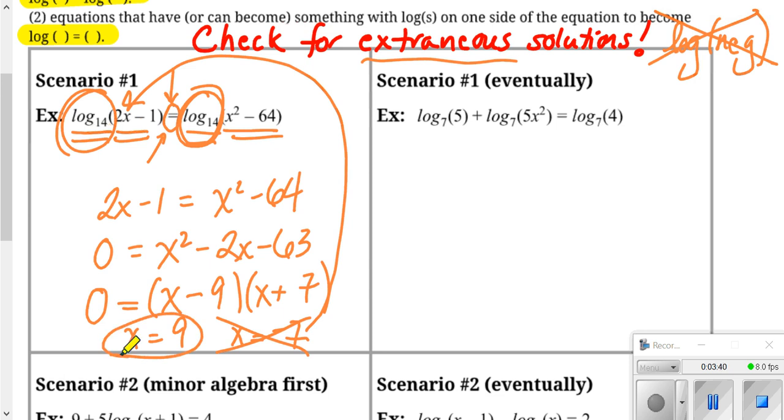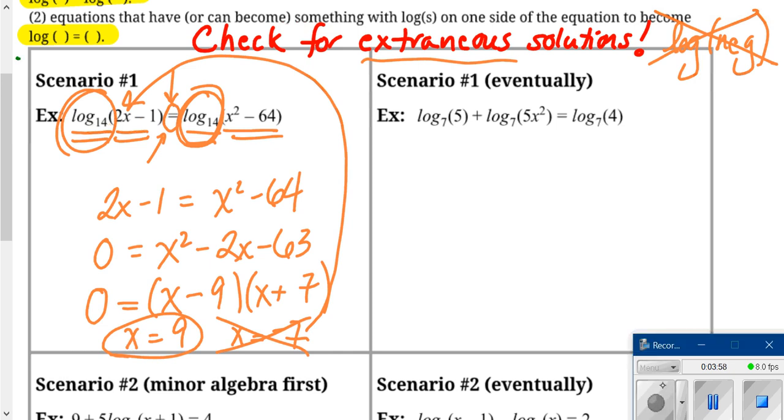All right, now the next box says it's the same scenario eventually, because although it doesn't look like either case at the beginning, if I use a log property, I can make the left side a little bit more compact.